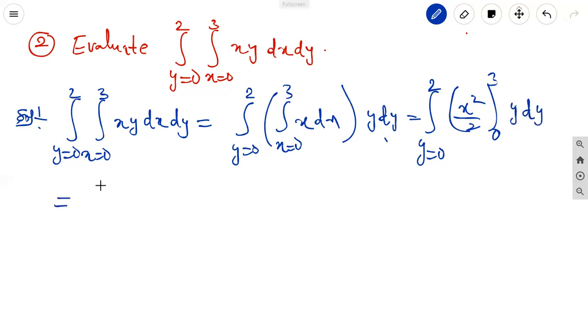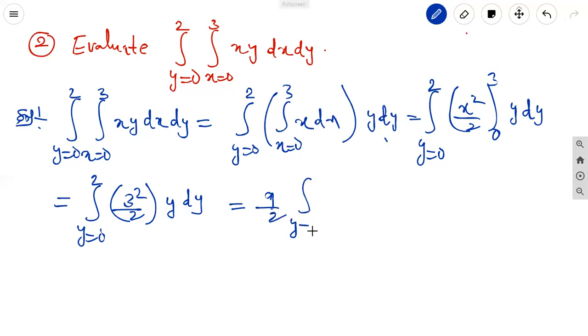It is equal to integral y equal to 0 to 2. In the place of x, write the upper limit and lower limit. Lower limit 0 means 0 by something is 0. Just we can take the upper limit, that is 3 square by 2 into y dy. Here 3 square by 2 is a constant, right outside of the integration. 3 3s are 9 by 2, integral y equal to 0 to 2 y dy.